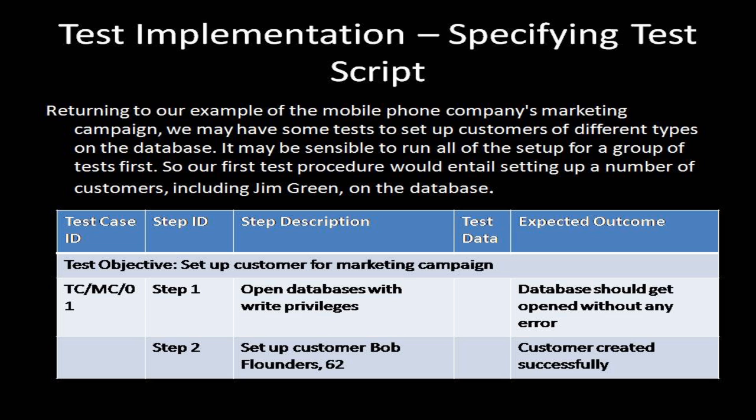Expected outcome. Writing the test procedure is another opportunity to prioritize the tests to ensure that the best testing is done in the time available. A good rule of thumb is find the scary stuff first.